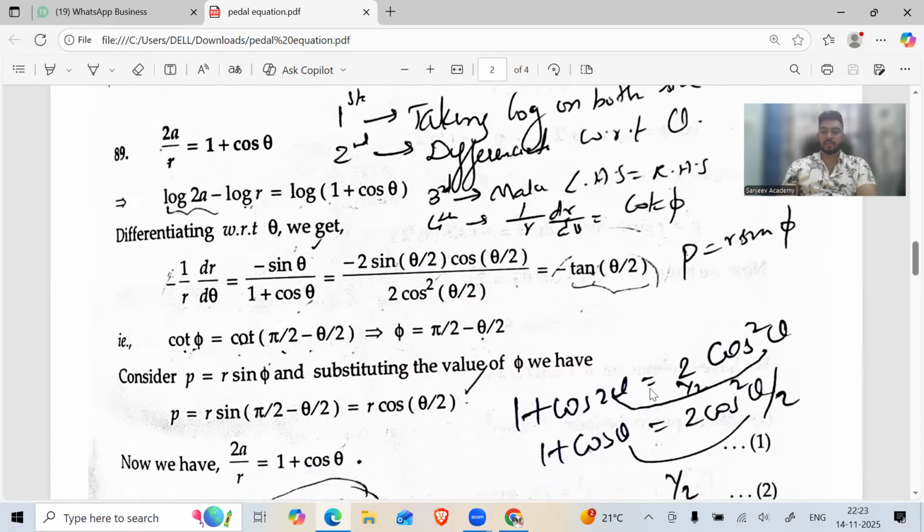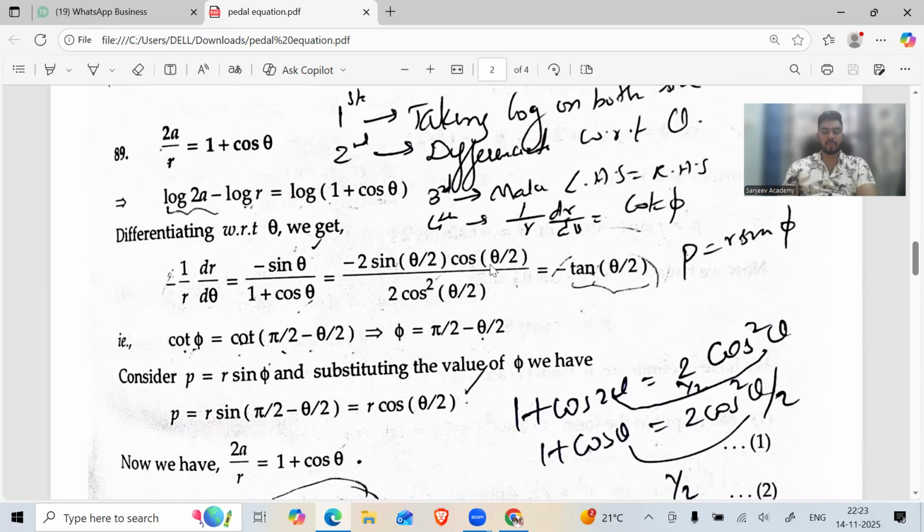Then also we know the formula. What is 1 + cos 2 theta? 2 cos² theta. What is 1 + cos theta? 2 cos²(theta/2). So if it's 2 theta, it will become theta; if it is just theta, it will become theta/2. These are small formulas that we have to remember. And the sine 2 theta formula also we know. What is sin 2 theta? 2 sin theta cos theta. So similarly, sin theta is nothing but 2 sin(theta/2) cos(theta/2).